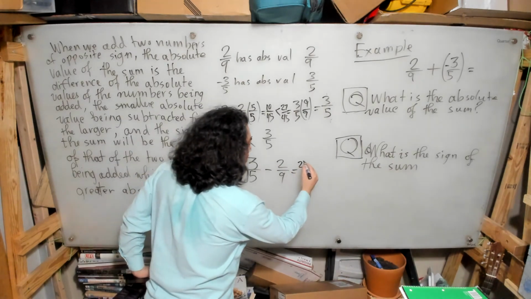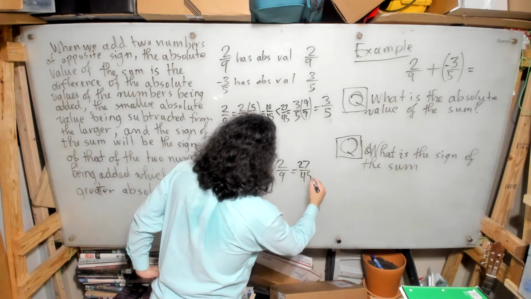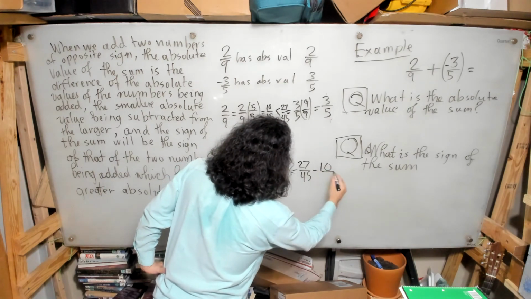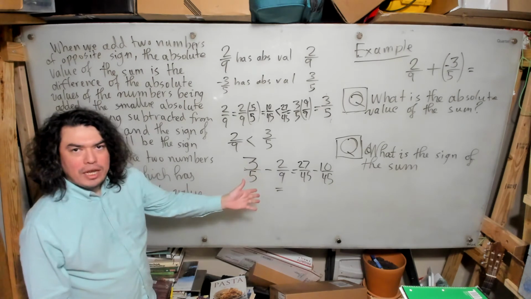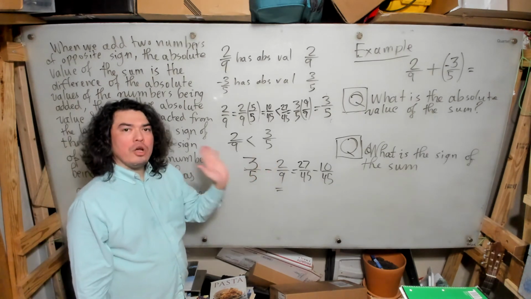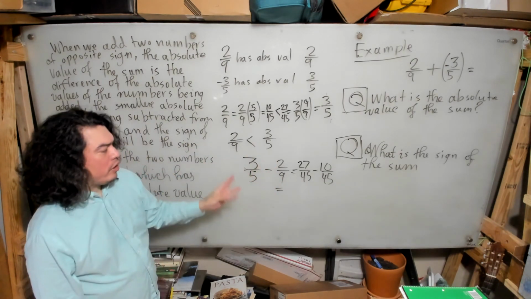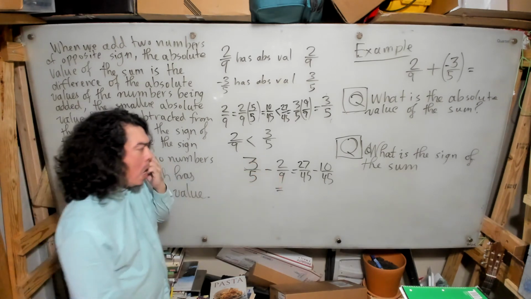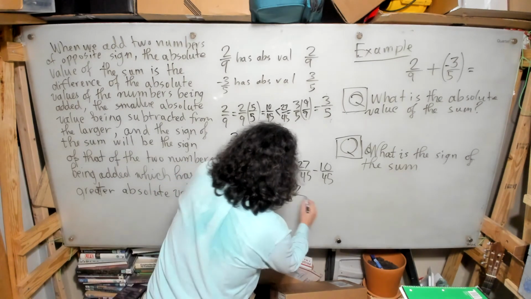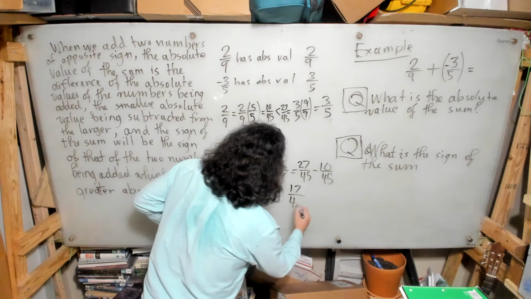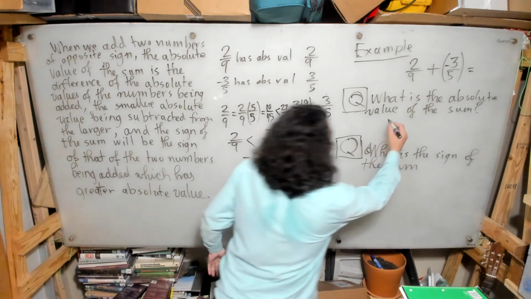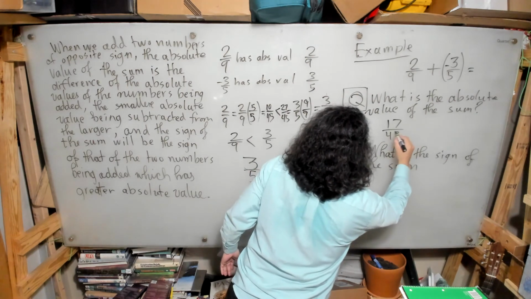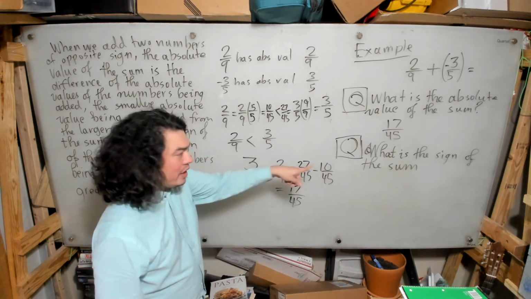So let us do that here. 27/45 minus 10/45. Once we have two fractions over the same denominator, when we perform the subtraction, we subtract the numerators and keep the denominator. 27 minus 10 is 17. And then, of course, we keep the 45. So what is the absolute value of the sum? 17/45.